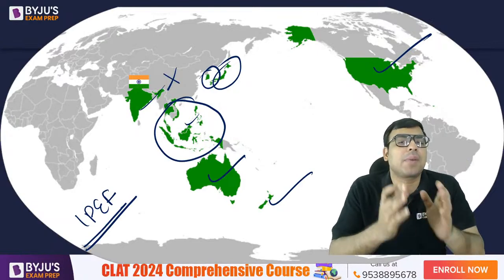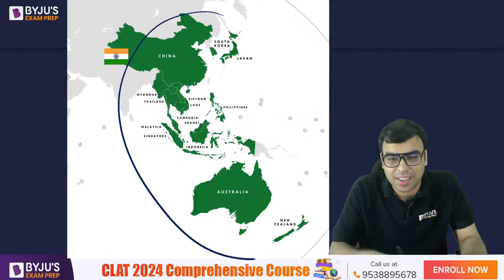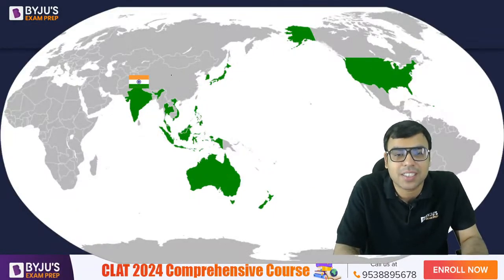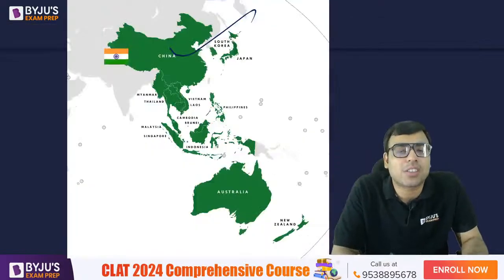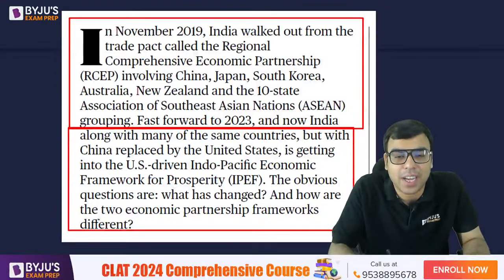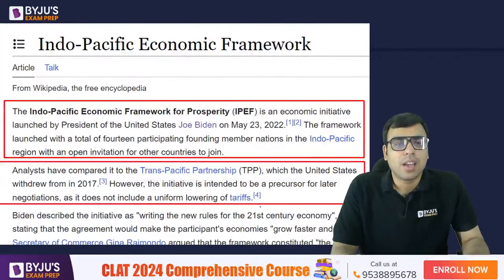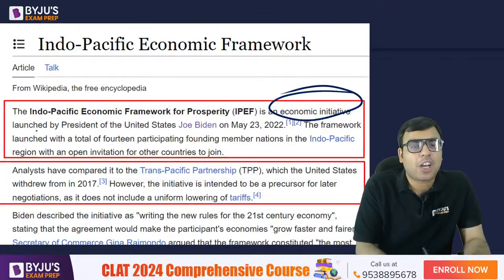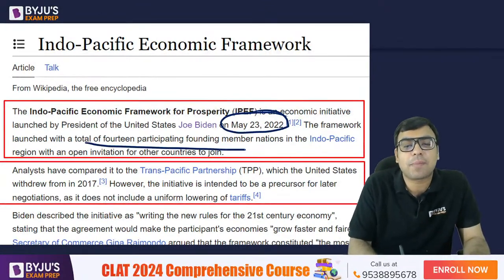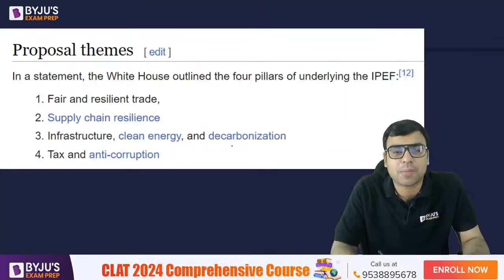तो India ने IPEF join करना decide किया, लेकिन RCEP को नहीं किया. क्यों? इसलिए perhaps because of China. So here actually China is not present. This is China. And perhaps because of that, है ना, देखो ये लिखा हुआ अभी, China replaced by US is getting into US-driven IPEF, Indo-Pacific Economic Framework for Prosperity. ठीक है? So it is an economic initiative launched by the President of USA last year. The framework launched with a total of 14 participating founding nations in the Indo-Pacific region. ठीक है? तो इसको आपको बस पता होना चाहिए.